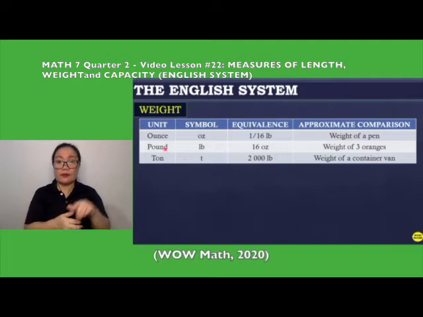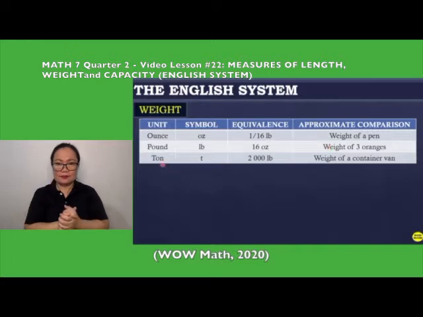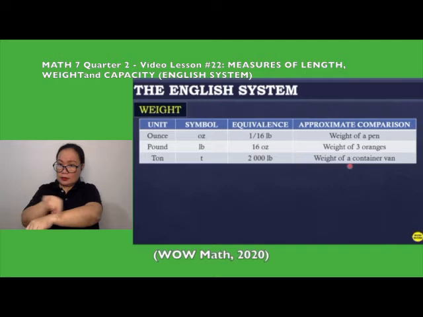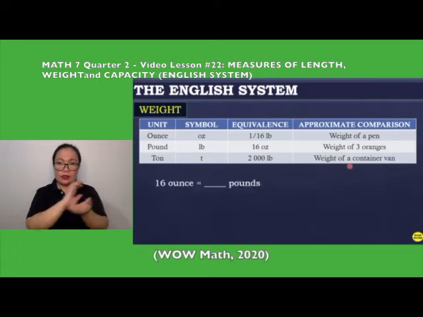And then for 1 pound, that is actually approximate of 3 oranges. So, pag may hawak kang 3 orange, yun po ang 1 pound approximation. And then for 1 ton, that is the weight of a container van. Ayan. Pag may mga nakikita tayo ng container van, that is 1 ton. Ganun siya kabigat. Okay? So, let's try to convert the measures of weight in the English system. So, I have here 16 ounce. We have to convert this into pounds.